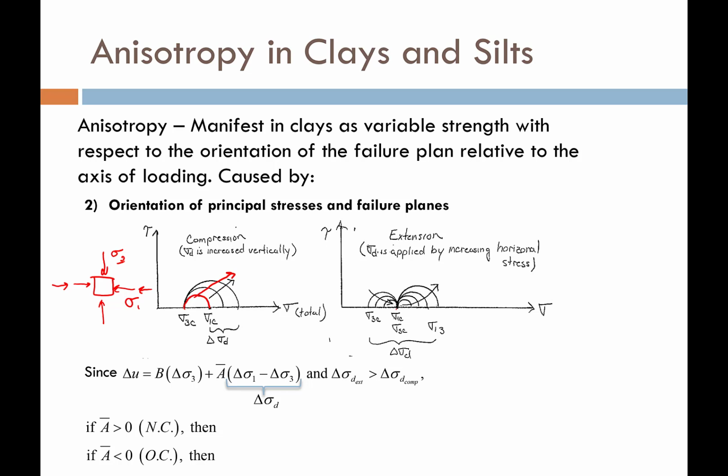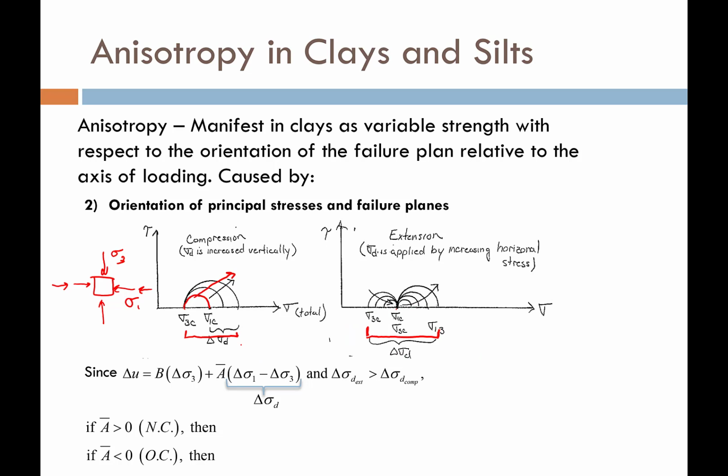Now, if we were to look at Skempton's pore pressure relationship, and remember that the A parameter deals with the change in pore pressure from shearing, and this change in sigma 1 minus the change in sigma 3 is just the diameter of our Mohr circle, so that's the deviator stress. Since we have that relationship, and since we know that the change in stress in extension is greater than the change in stress in compression. How do I know that? Well, look at this distance compared with this distance. This one is greater.